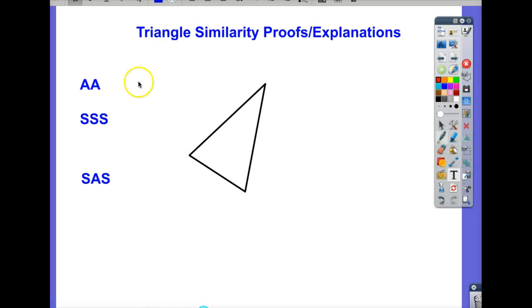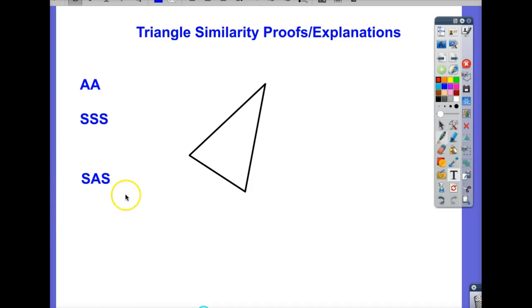Okay, so we have all our triangle similarity theorems. We know that if we have two congruent angles, then we have a similar triangle. If we have three proportional sides, then we have a similar triangle. If we have a proportional side and a congruent angle and another proportional side on the other side of that congruent angle, then we have similar triangles.